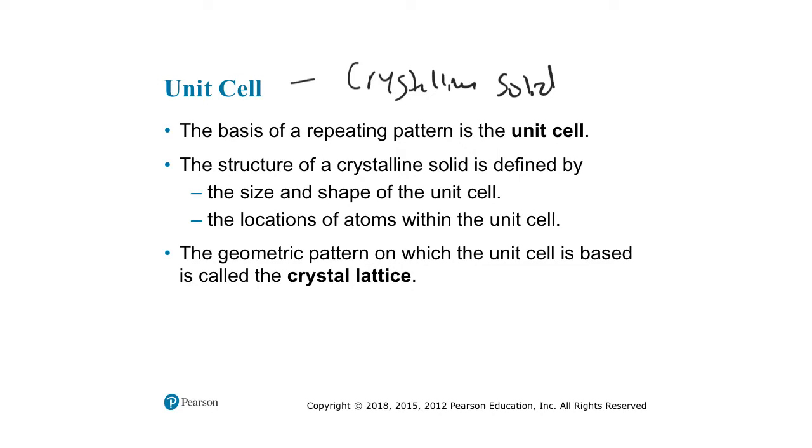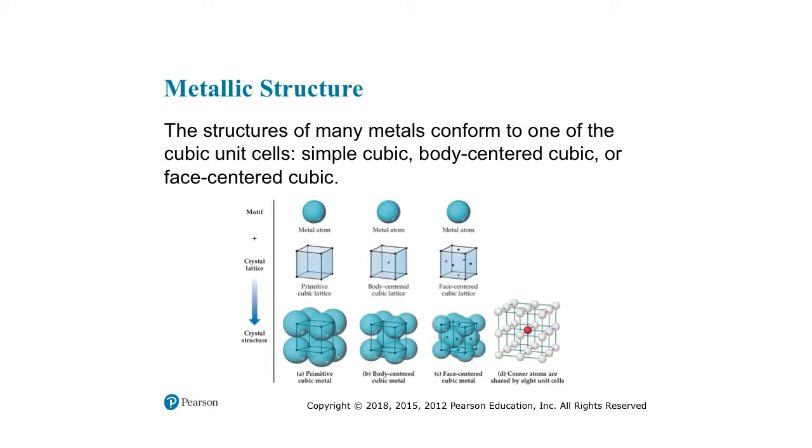So the structure of a crystalline solid is defined by the size and the shape of the unit cell and how the atoms are arranged. And so the geometric pattern of the cell is what we call the crystal lattice. And so if we look at metals, metallic structures often take one of three different types of unit cells.